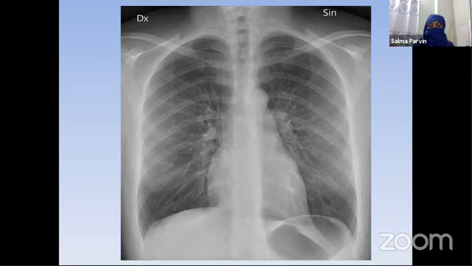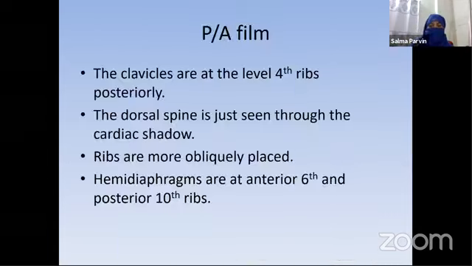This is a PA film, a standard PA film, and this PA film is displaying good inspiration, with the clavicles oblique, the ribs directed obliquely, and the cardiac dimension near about or less than 50% of the internal thoracic dimension. So this is our PA film seen here.